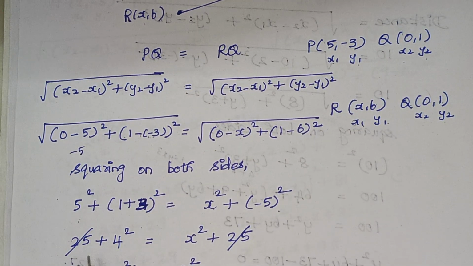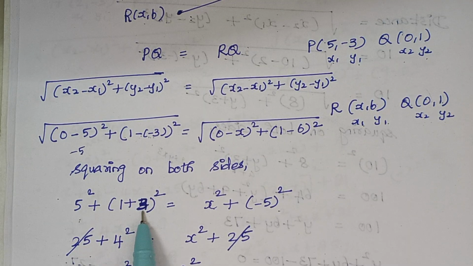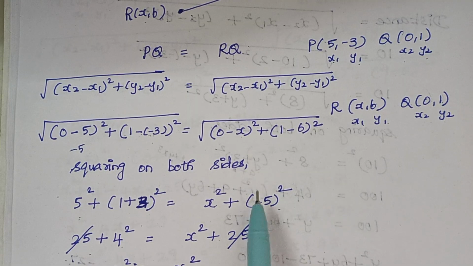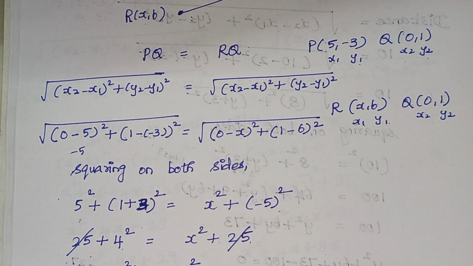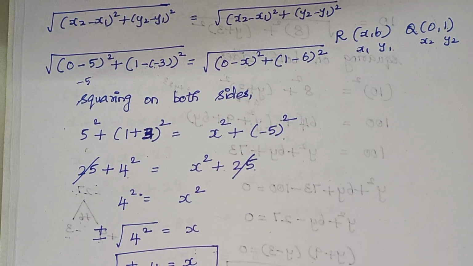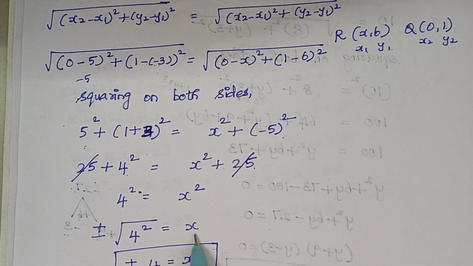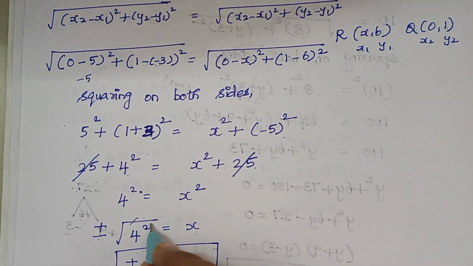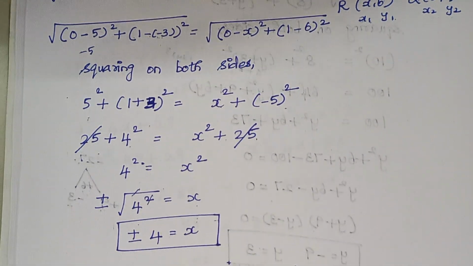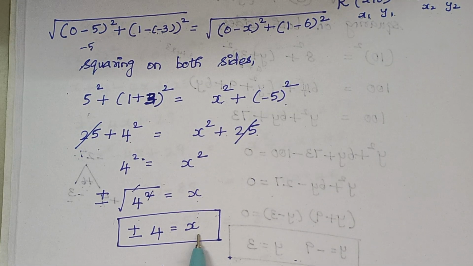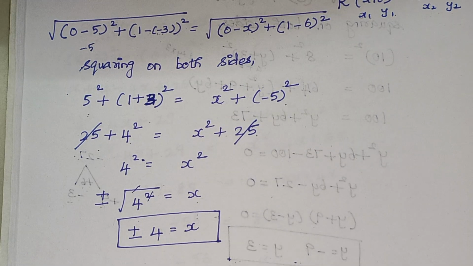Now we are going to simplify the terms. So here 5 square is 25 and 1 plus 3 is 4, so 4 square. And here it is x square plus (minus 5) square, which also gives the same 25. So 25, 25 get cancelled and the remaining terms are 4 square is equal to x square, right? So x is nothing but plus or minus square root of 4 square. So the square root and the square get cancelled. So the remaining term is finally plus or minus 4. Therefore, the value of x is plus 4 or minus 4.